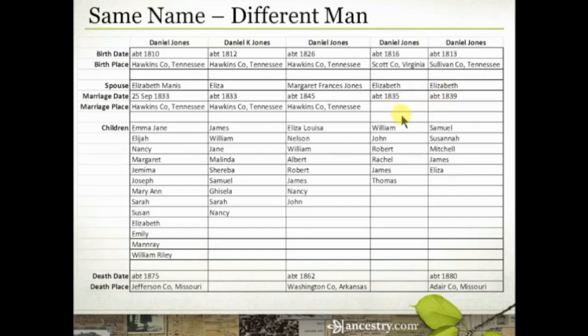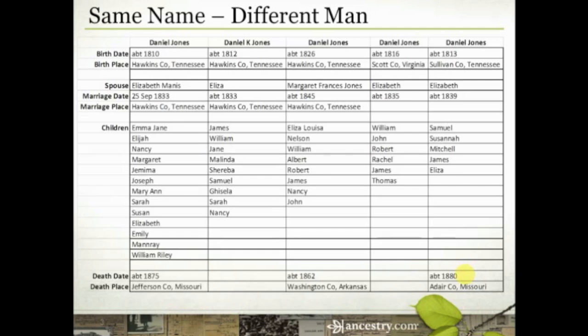If I can't find information, I just leave that field blank because, again, it will help me start looking for patterns. Am I looking at the same person and I've just created an extra column here, or are these entirely different people? If you come down here to the bottom, you'll see I've got death information. Well, I know that this particular Daniel Jones shows up later in Jefferson County, Missouri, and I think he dies around 1875. This Daniel Jones dies around 1880 in Adair County, Missouri. So again, are these the same person, and I've just looked at multiple sets of information that report different things, or are these indeed 2 entirely different people?